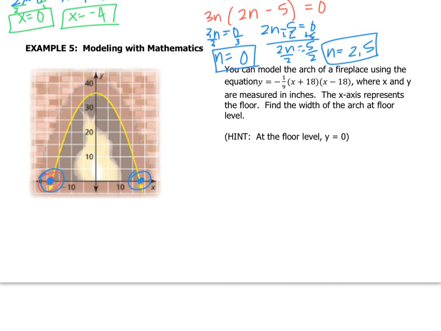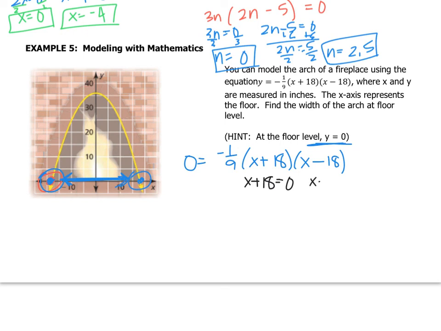So if I can find those two values of x, then I can find the width of the floor, right? How far apart they are. Well, it gives me this little hint that at floor level, y equals 0. So really what they're asking is 0 equals negative 1/9 times (x plus 18)(x minus 18). What are the values of x? Negative 1/9 is just a constant, so it doesn't get involved in breaking things apart. I'm just going to have x plus 18 equals 0 and x minus 18 equals 0. So obviously my two values of x are negative 18 and positive 18.